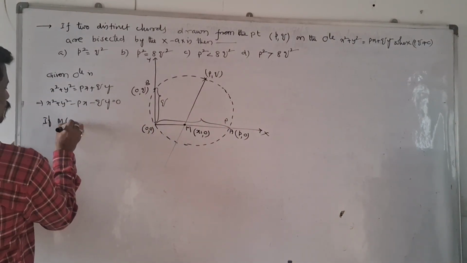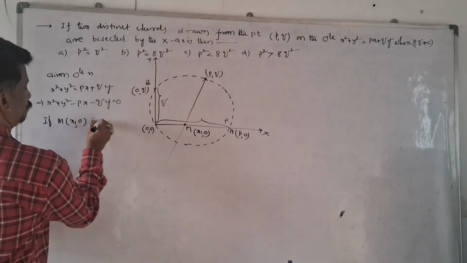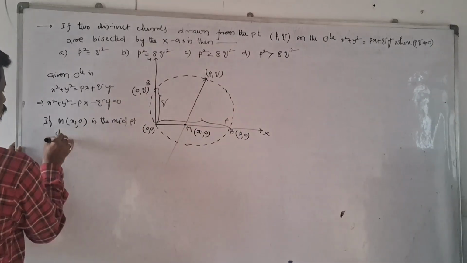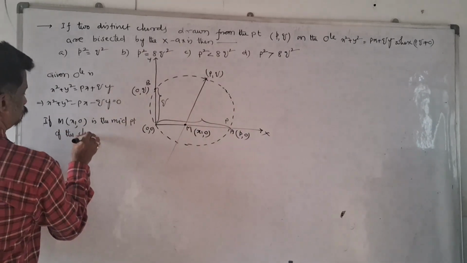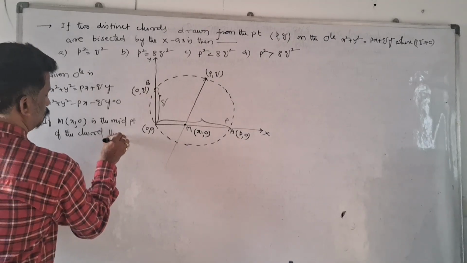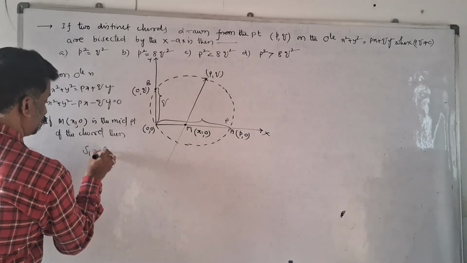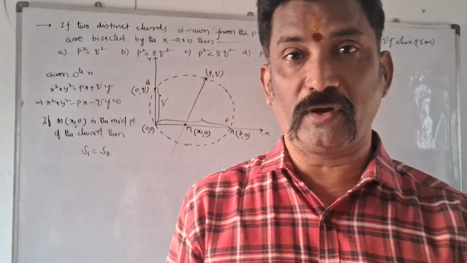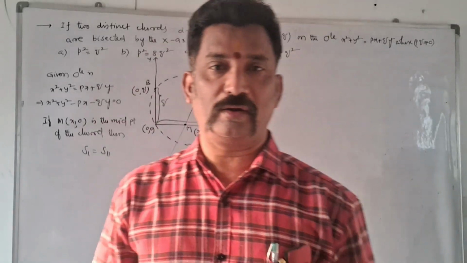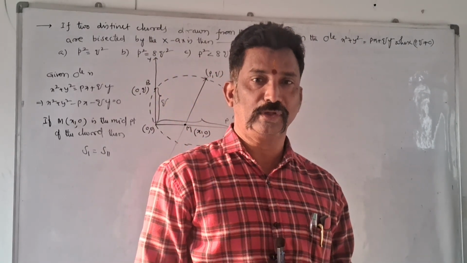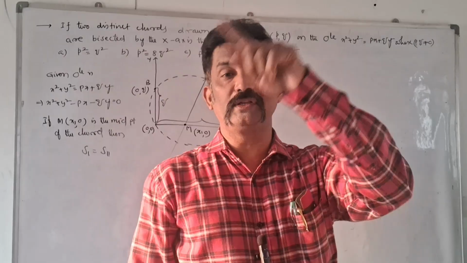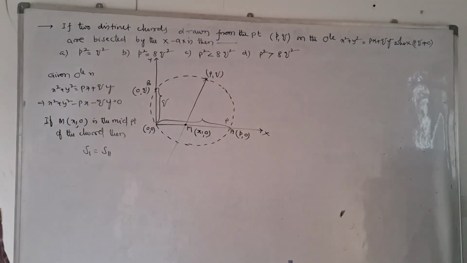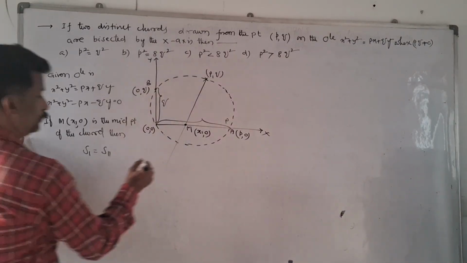If M(x1, 0) is the midpoint of the chord, then S1 is equal to S11. We have the formula. If (x1, y1) is the midpoint of a chord of the circle S = 0, then S1 = S11. S1 means x1 like this.